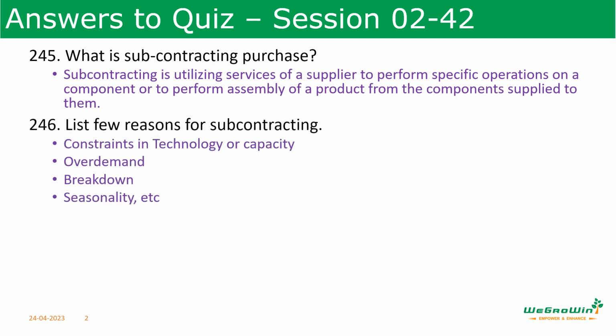List reasons for subcontracting. The reasons may be constraints in technology or capacity of the company, or over demand from the market for the product, or a sudden breakdown in a machine, or seasonality of the product, like in summer high demand is there, in winter low demand is there. They may not be able to have a permanently high capacity, so at that time they will do the subcontracting to outsource the operation.